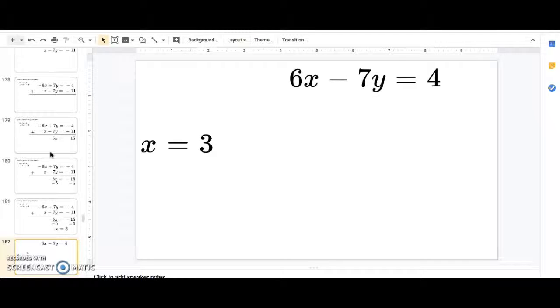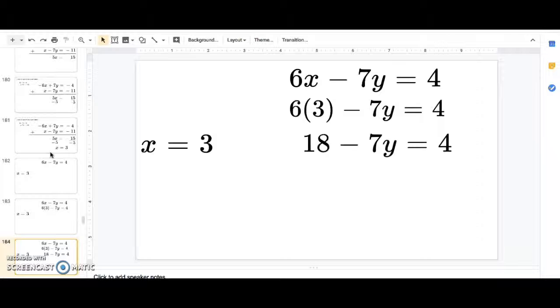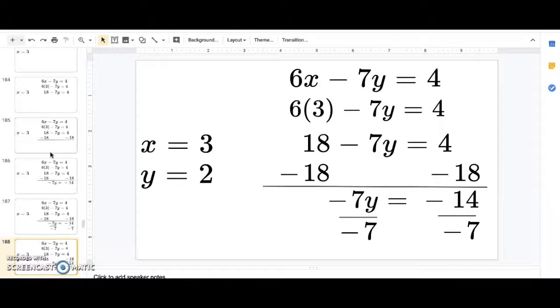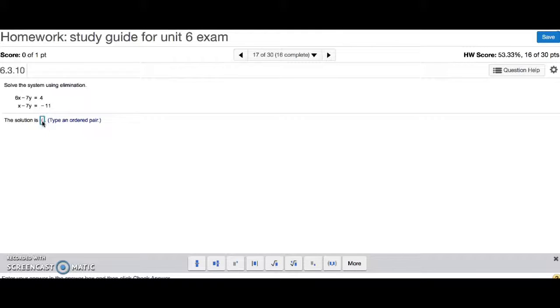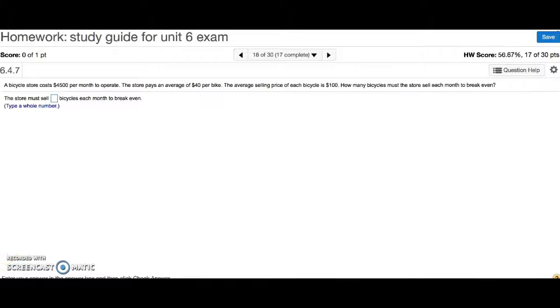Now I'm going to substitute that in for x. So 6 times 3 is 18 minus 7y equals 4. I now subtract 18 from both sides. I'll have -7y equals -14. Divide both sides by -7 and y equals 2. So my ordered pair would be 3, 2. So put that in parentheses 3, 2, and I'll get that for 17.